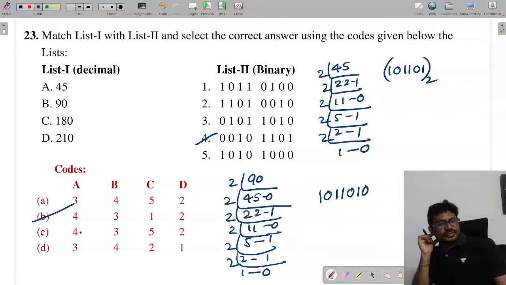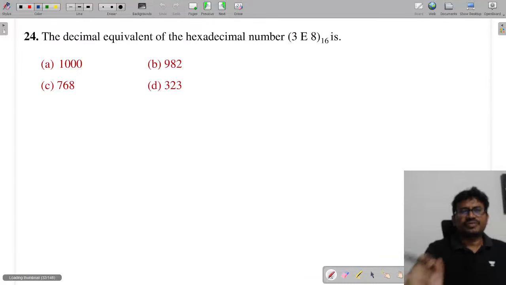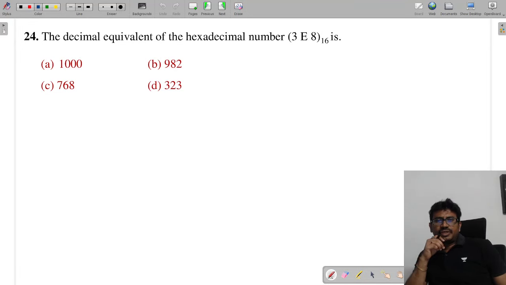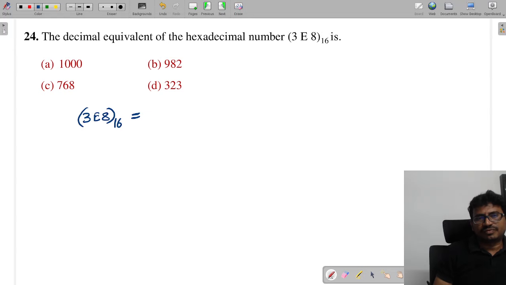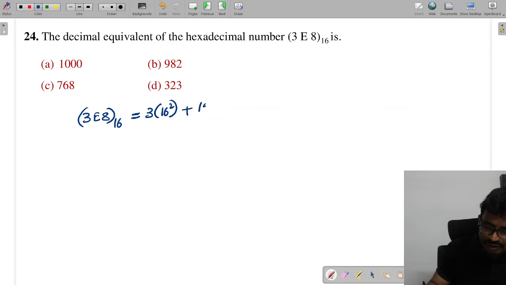Okay. This is normal simplification. The decimal equivalent of the hexadecimal number. The hexadecimal number given is 3E8, base 16. So we should convert into decimal form. So 3 into 16 square plus E, which means 15, into 16 power 1 plus 8. Simplify, how much is this value? 1000.